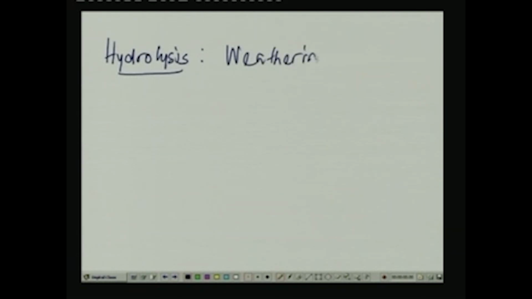Let's consider hydrolysis. We are going to consider whether this one is already shown to you when we were considering the weathering of feldspar, weathering of potassium feldspar or orthoclase. Then let us say hydration.